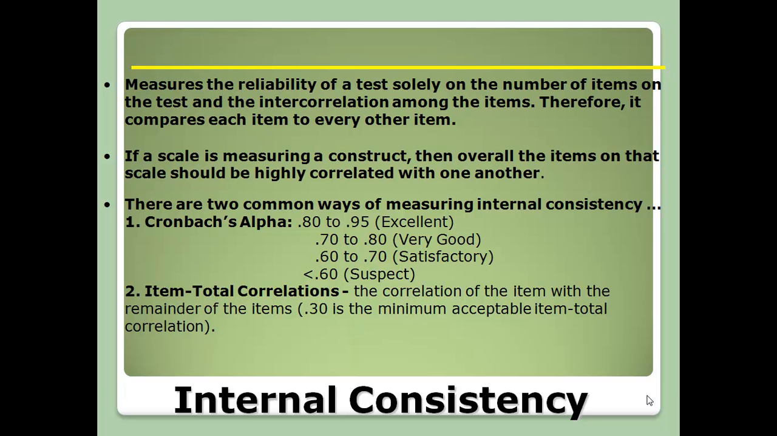Which means we have to have a Pearson someplace along the line, which we will discuss in the section named correlation. And basically what a correlation does is it compares the items to all the other items. So if you have 20 items, each of those items will be compared to the other 19.